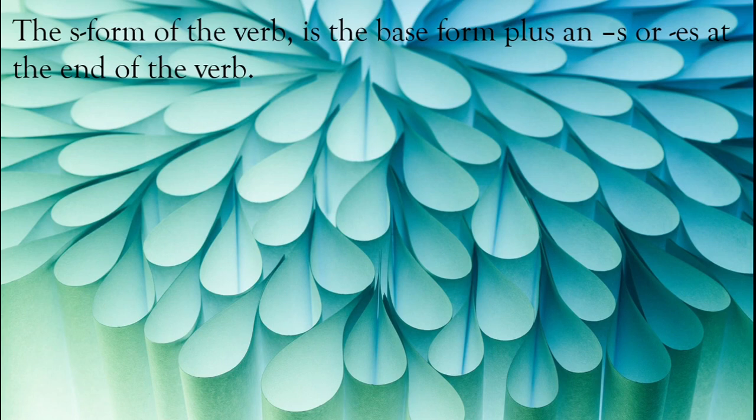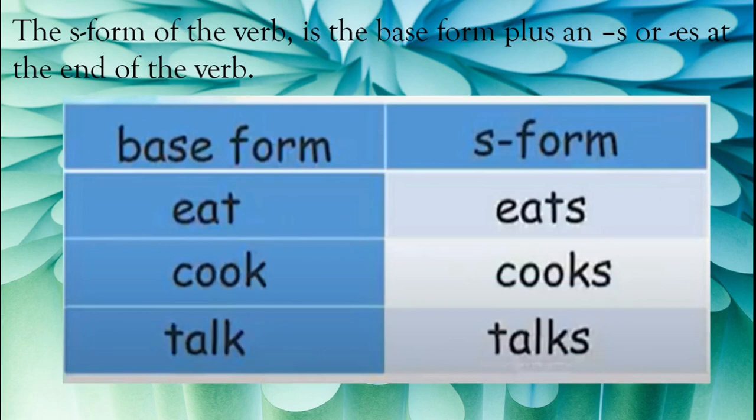The S form of the verb is the base form plus an S or ES at the end of the verb. These are the S form: eats, cooks, and talks.